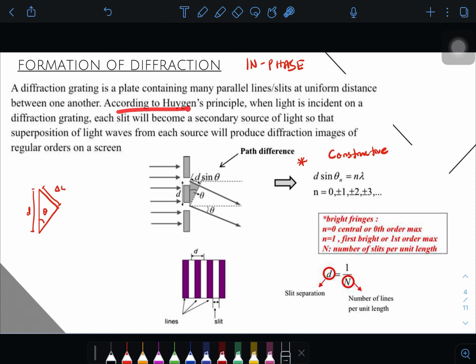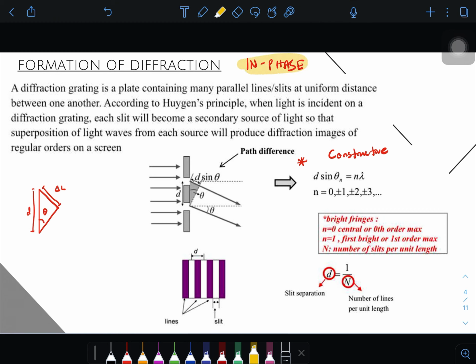According to Huygens' principle, when light is incident on a diffraction grating, each slit will become a secondary source of light, so that superposition of light waves from each source will produce a diffraction image of regular order on the screen. So kita ambil dua slit, dua bukaan, tapi sebenarnya dia ialah equally spaced, yang sama besar. So kita ambil dua ini, for example, between the slits dia ialah d. Kita tahu dari the same source, dia ialah in phase.